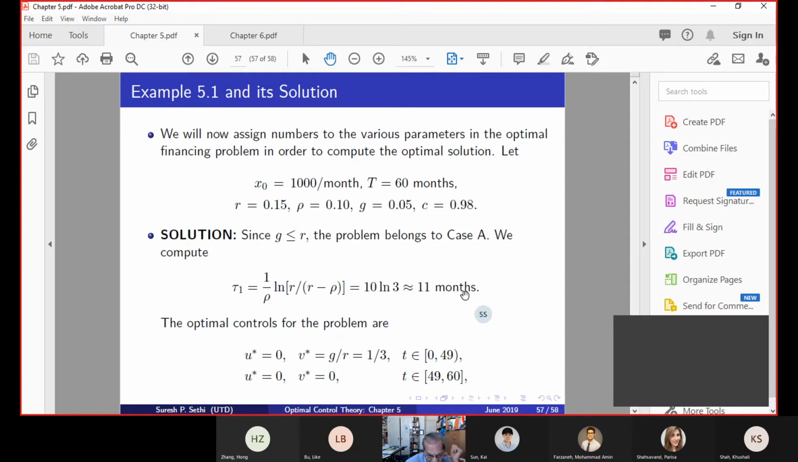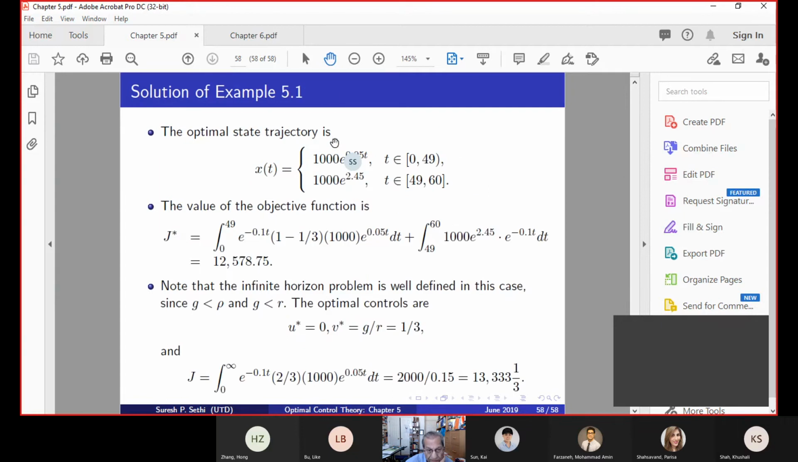10 log 3 is 11 months. The optimal solution for this problem is U star equal to 0, V star is 1/3 up to 49, and U star 0, V star equal to 0 after 49. Okay, so this is the solution that we get for this problem. The optimal trajectory x_t is growing at 5% up to 49. Then it stays exactly at that value, which is 49 times 0.05, 2.45. The objective function value is 0 to 49 gives you this, 49 to 60 gives you this, and we have this value.